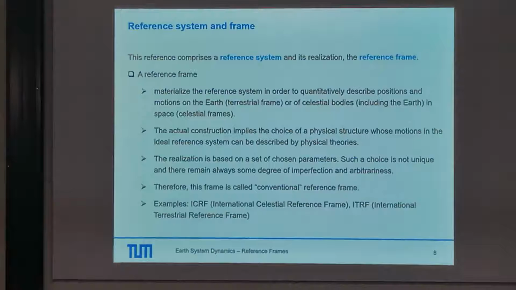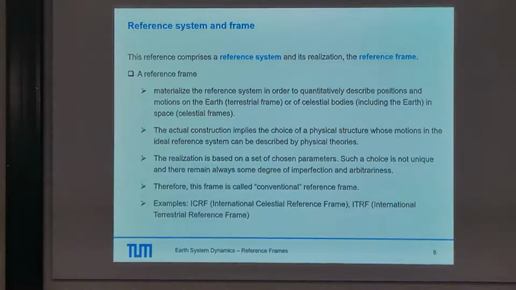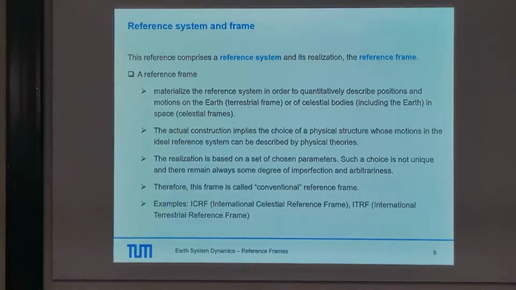So based on these constants, then theory can be evolved. So that's somehow this kind of chosen set of parameters. And that's why these frames, or a frame, is called a conventional reference frame, because for sure it relies on conventions. In geodesy we have the IERS Conventions, the Conventions of the International Earth Rotation and Reference Systems Service, which explicitly defines these fundamental values.